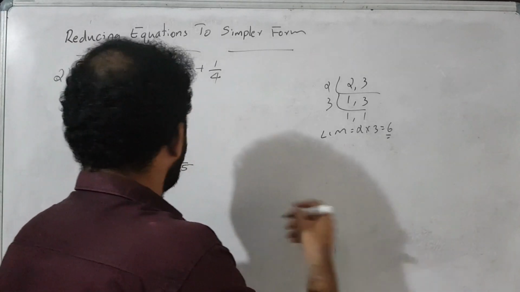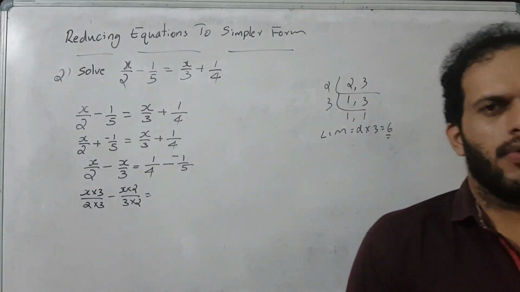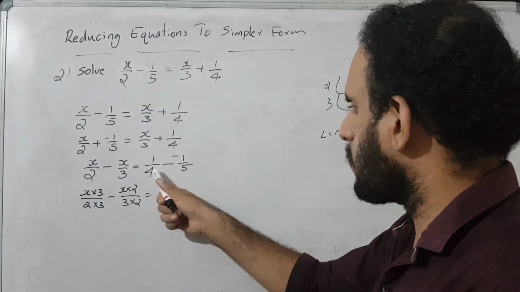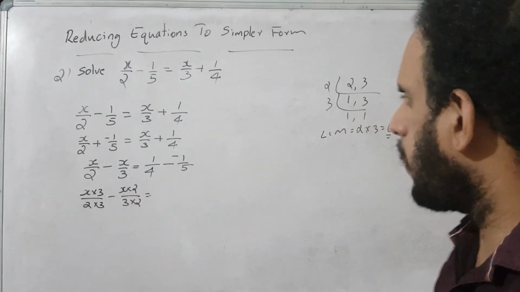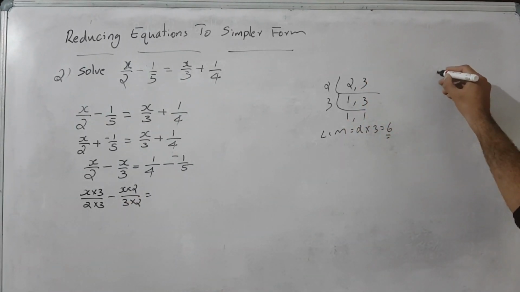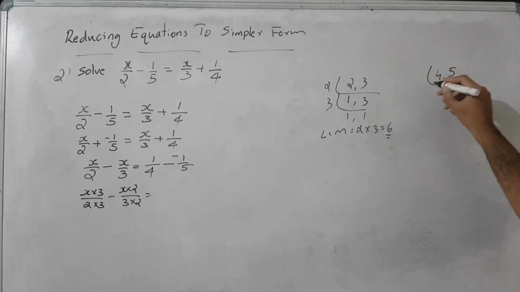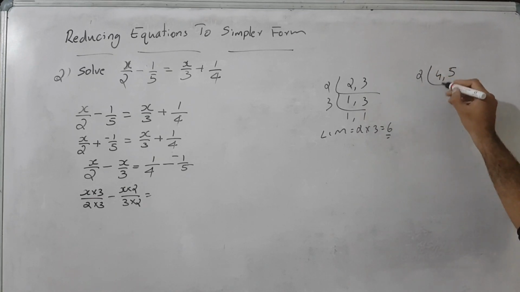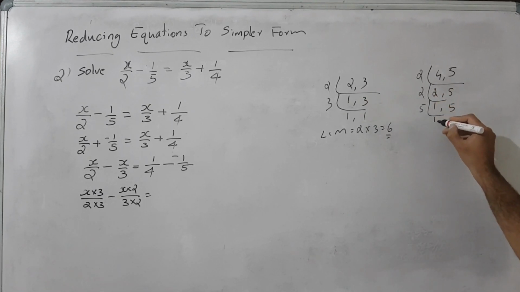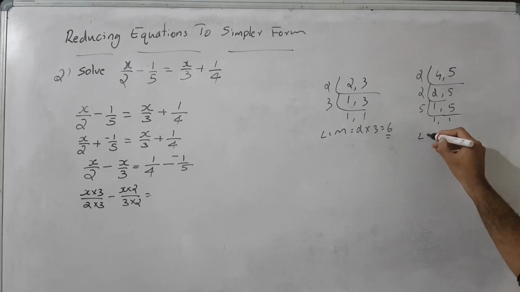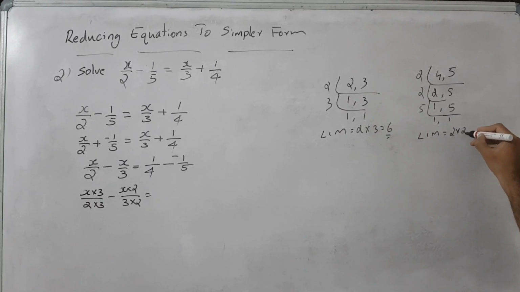Next we need to make the 4 and 5 equal. We know it's not possible to make 4 as 5 by multiplying by any number, and the reverse also. So we find the LCM of 4 and 5. What number goes into 4 or 5? That one is 2. Then 2 5. Again 2 1 5. Then 5 1 1. Correct? So LCM is equal to 2 into 2 into 5 is equal to 20.